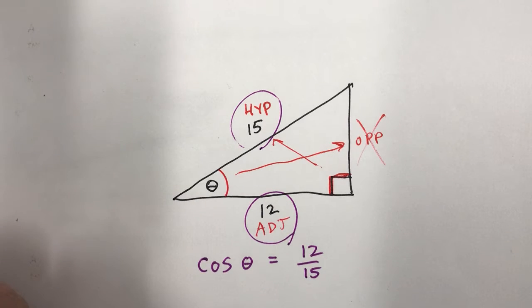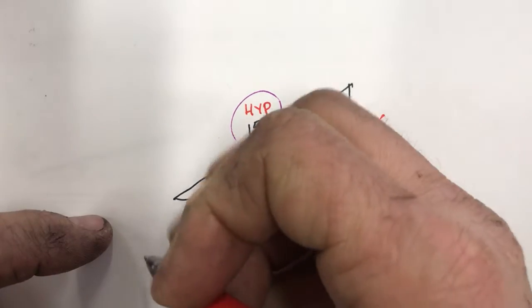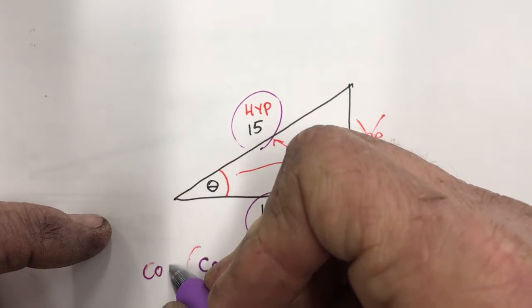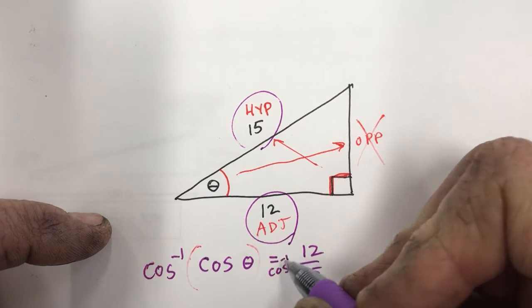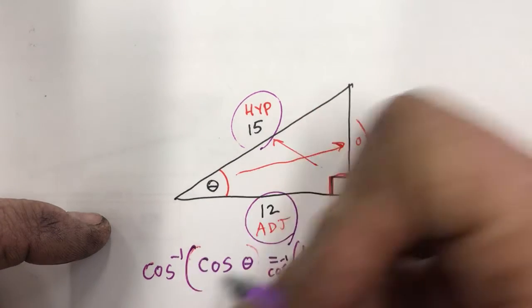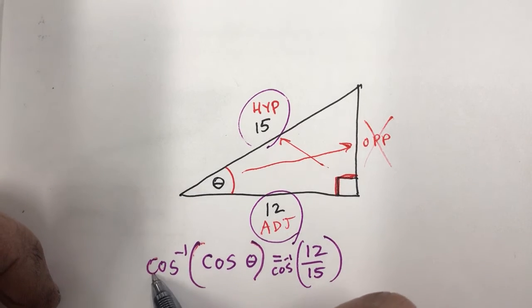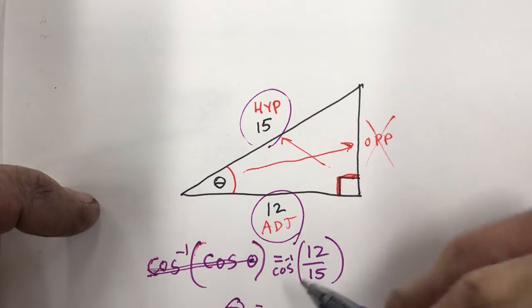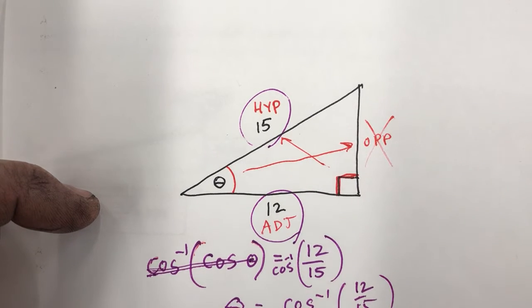All right, now to do this, you have to do what's called the inverse cosine. So what I'll do is, my pen quit on me. I'm going to do what's called the inverse cosine, or the cosine inverse of both sides. When I do the cosine inverse of the cosine, these will just cancel off and I have theta. So theta is going to be cosine inverse of 12 over 15. And this is real simple to do.